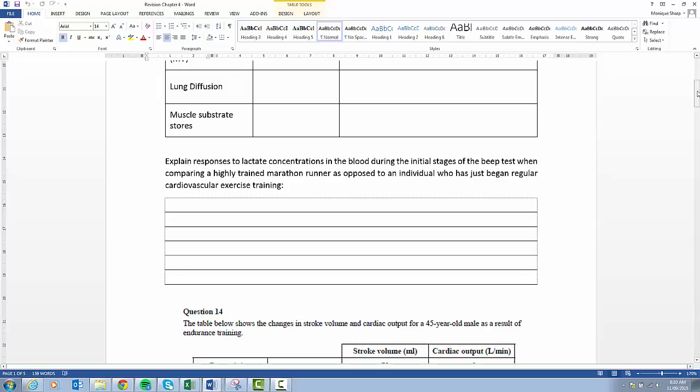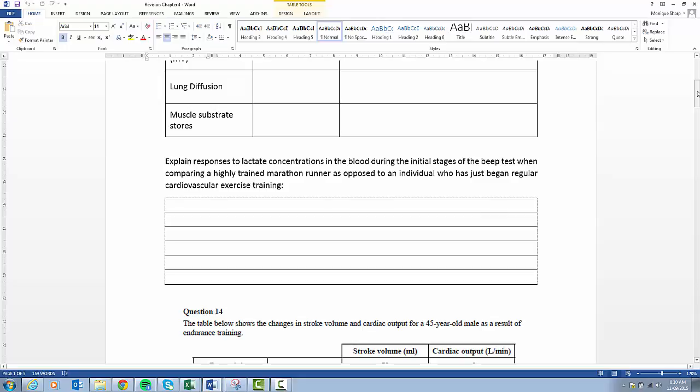Do you actually have to say stuff like increased stroke volume and all of that? No, it's just about blood lactate. All you need to say for this one is that the highly trained marathon runner would have lower levels of blood lactate when compared with a non-trained athlete. This is because the efficiency of the aerobic system takes over earlier, less reliance on the anaerobic glycolysis system, and thus less lactate. Something like that would be perfect.